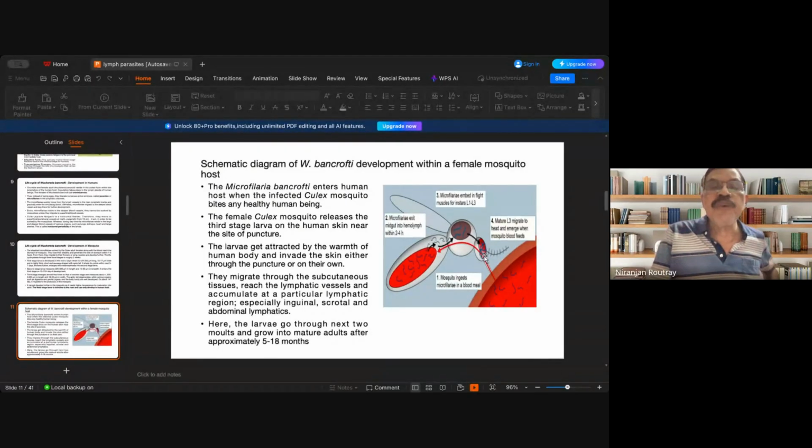So female Culex mosquito releases the third stage larva on the human skin near the site of puncture. Remember, totally it is not injected like you inject medicine through the injection system. Though it will just liberate at the surface of the punctured skin.